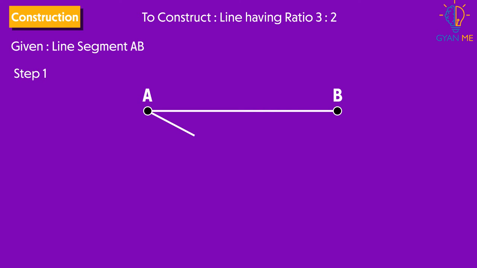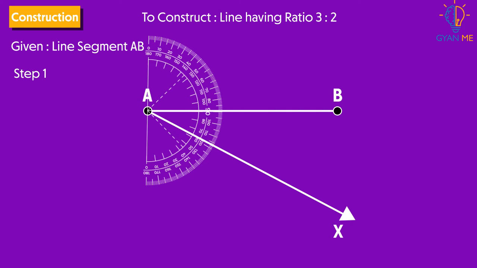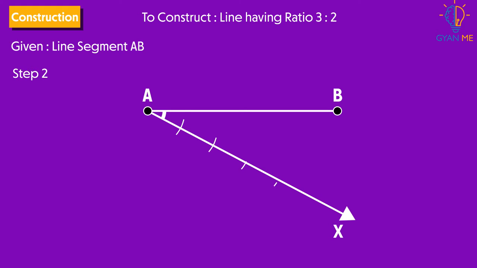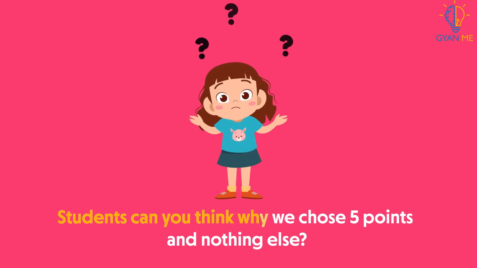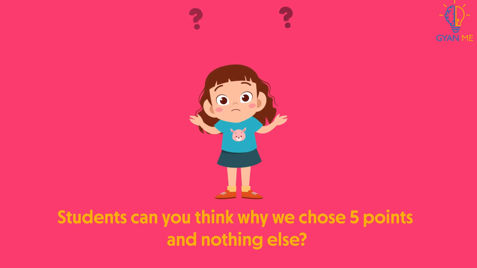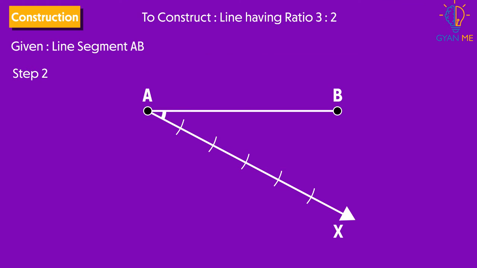Step 1. Draw any ray AX making an acute angle BAX with AB. Step 2. Draw 5 equidistant points on ray AX. Students, can you think why we choose 5 points and nothing else? Since we have to divide AB in the ratio 3:2, the number of points to be located on AX should be equal to m plus n, that is 3 plus 2, which is equal to 5 points.